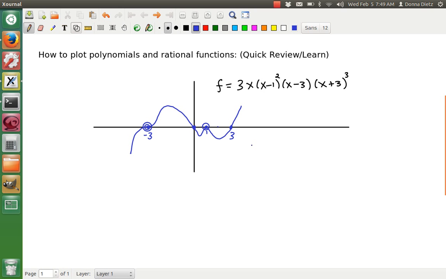Okay. I think that's all I need you to know for polynomials. We can move on to rational functions.